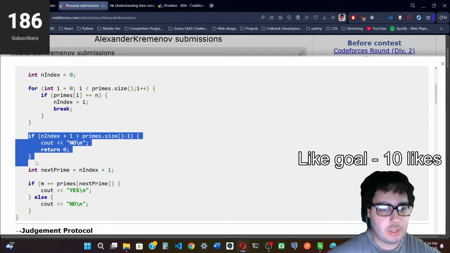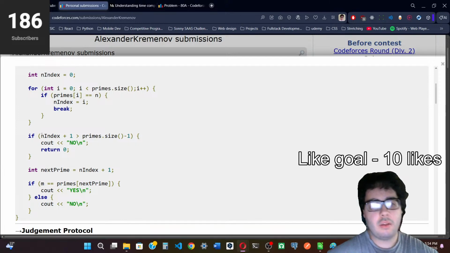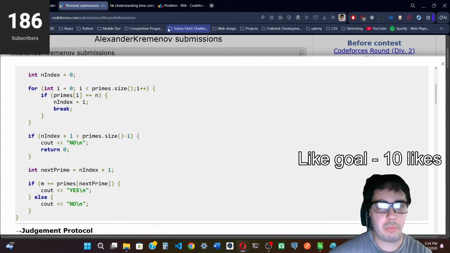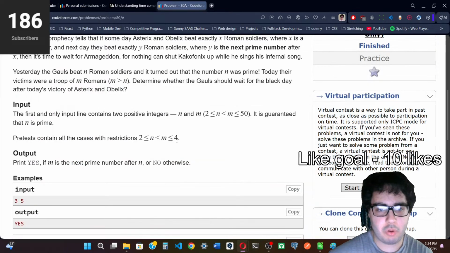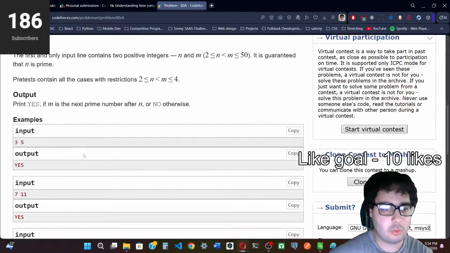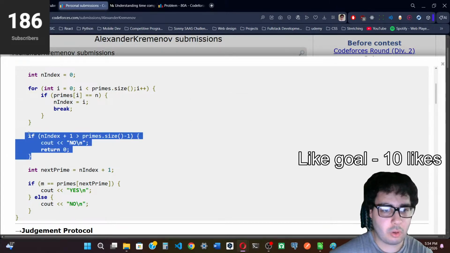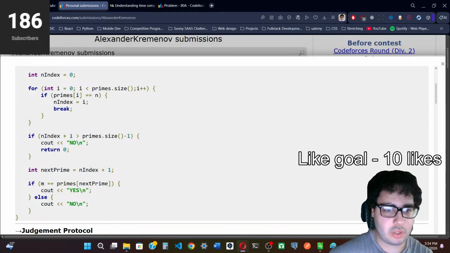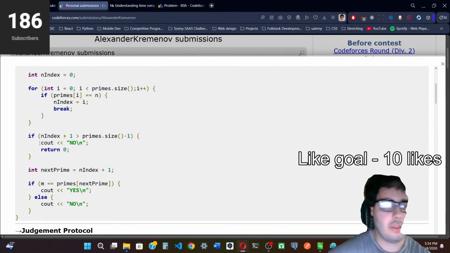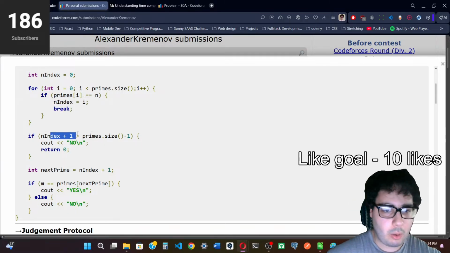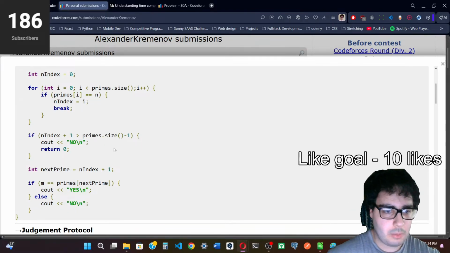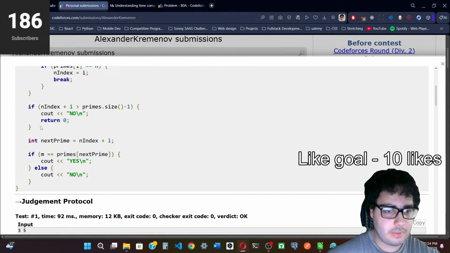And then this is an edge case. For example, the prime number can be like 47 or something, and this is going to be the last index in the array. And then there is no prime number after the last prime number in the array. So that is why I have checked this edge case, because if I had not checked it, I would have been out of bounds of the array. So if this is the test case, then we print no.